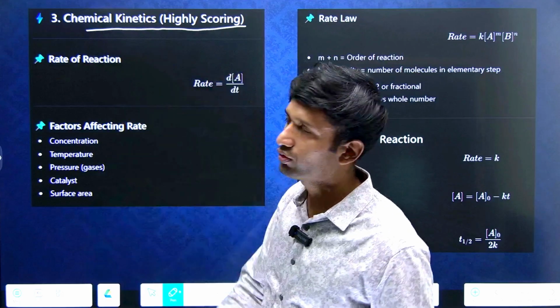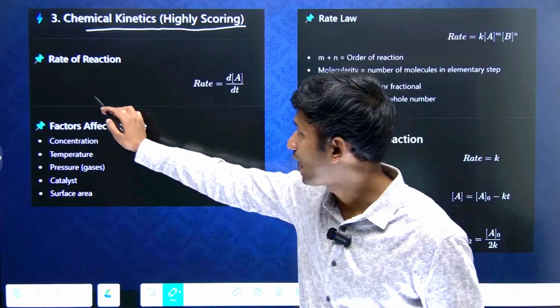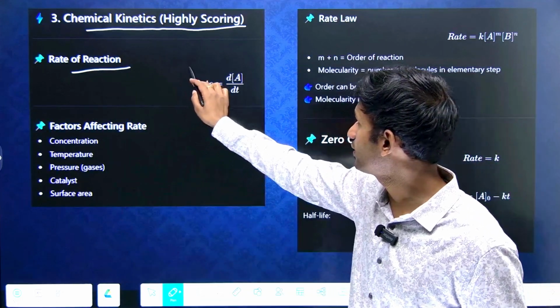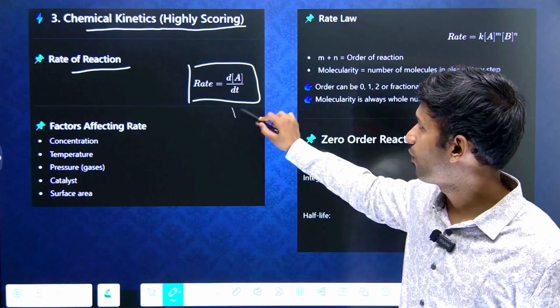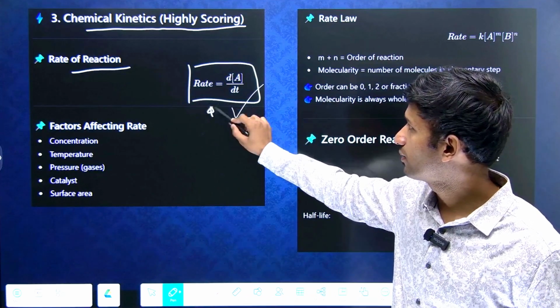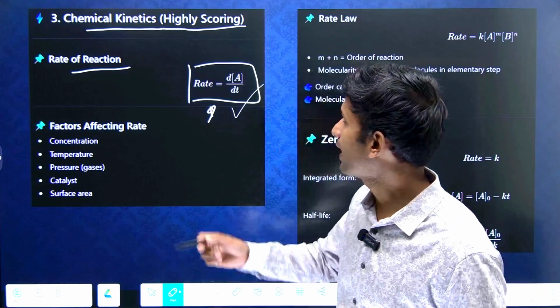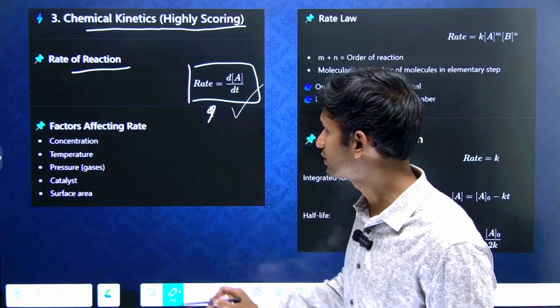Now let's move on to our third important topic, which is chemical kinetics. So this is also highly scoring. Rate of reaction. How is the rate of reaction represented? Rate equals dA upon dt. So this is the important formula that we need to keep in mind. It actually shows the rate of the reaction. This is highly scoring. Direct numericals you can expect from this area.